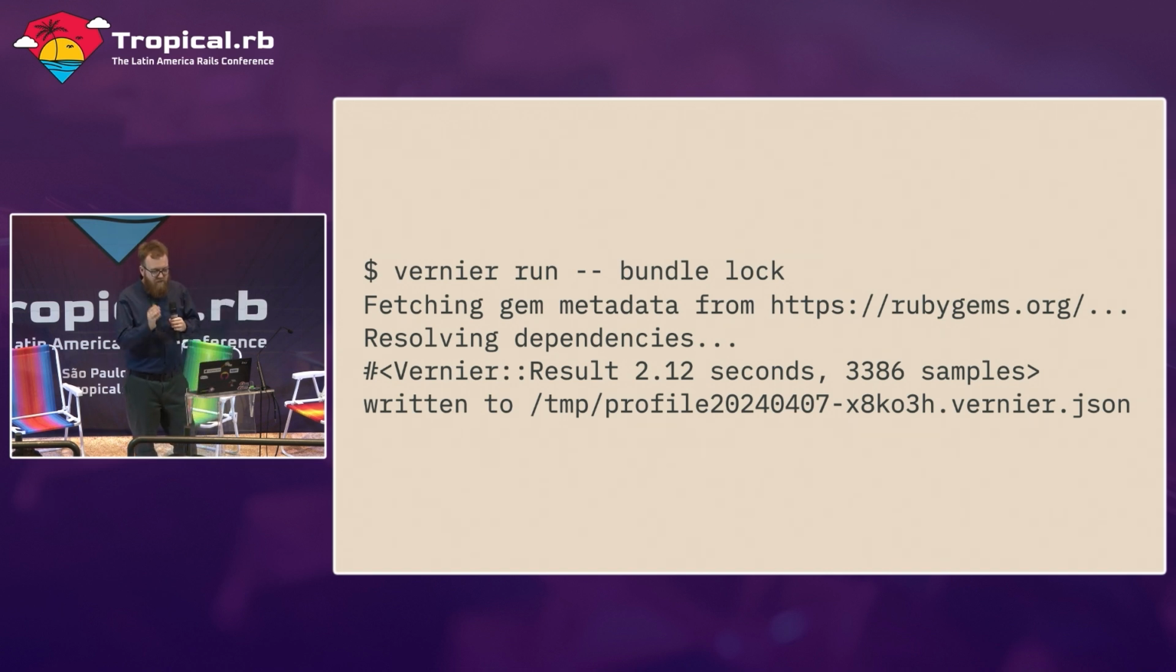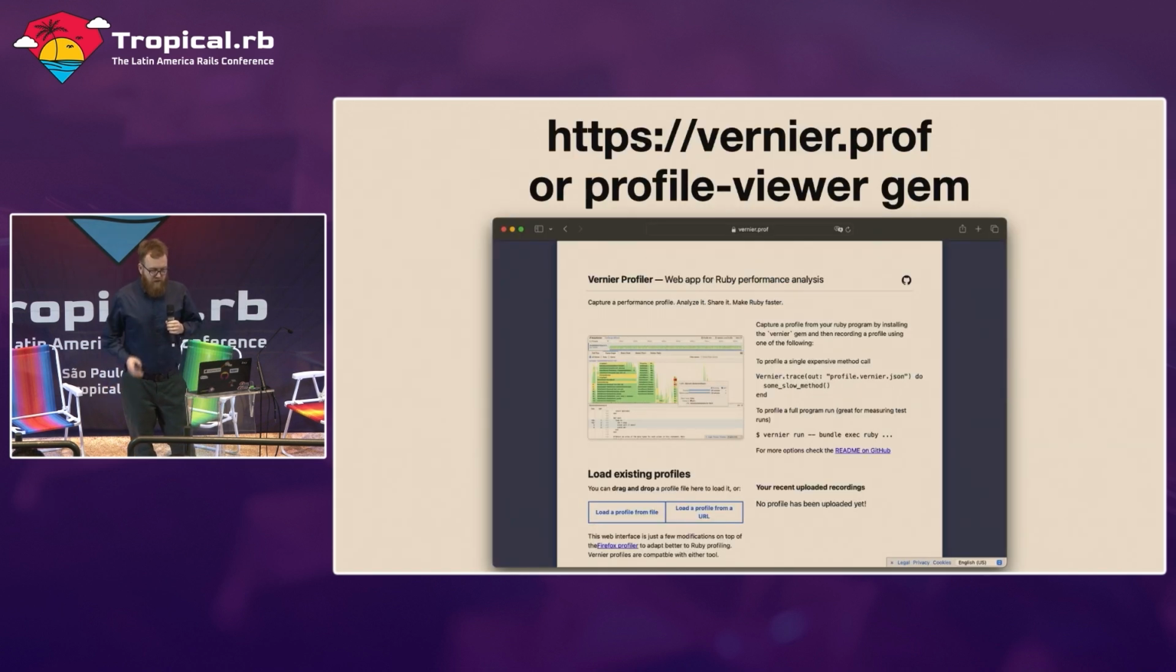So now we need to view this file. And we can take that and upload it to our viewer program, which is a single-page app that is hosted at Vernier.prof, or you can use the profile viewer gem that Aaron's written. This is just a lightly modified version of the Firefox profiler, which you can also use. The file's compatible with theirs. The big difference is we've replaced the word JavaScript with Ruby. If you want to follow along later, this is the bundler demo that's on the Vernier.prof website.